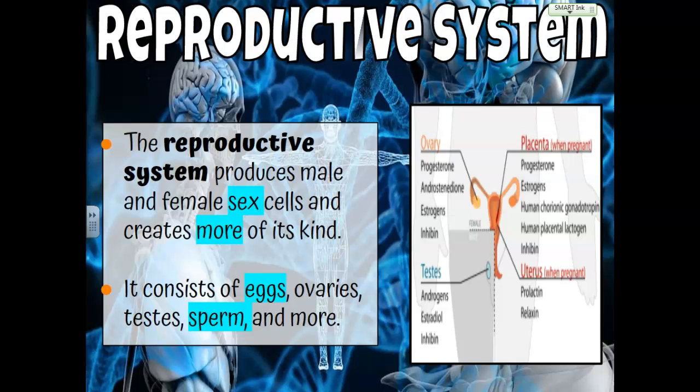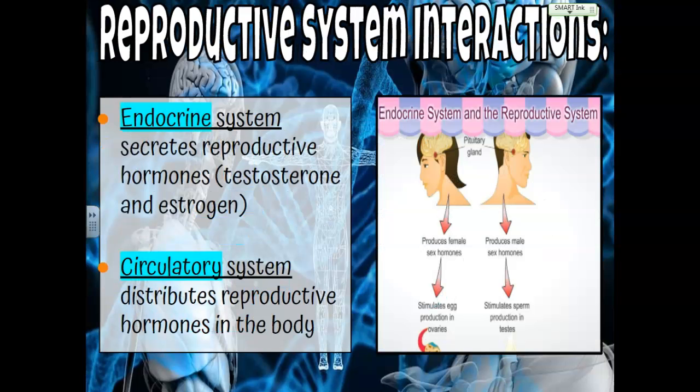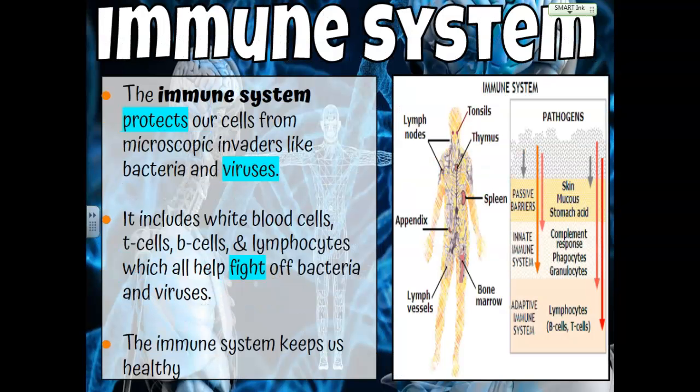The reproductive system we've already talked about. It produces male and female sex cells, which are egg and sperm, and its main job is to create more of its kind. It interacts with your endocrine system because your endocrine system secretes those reproductive hormones we just talked about, and also your circulatory system because the blood distributes the reproductive hormones in the body.